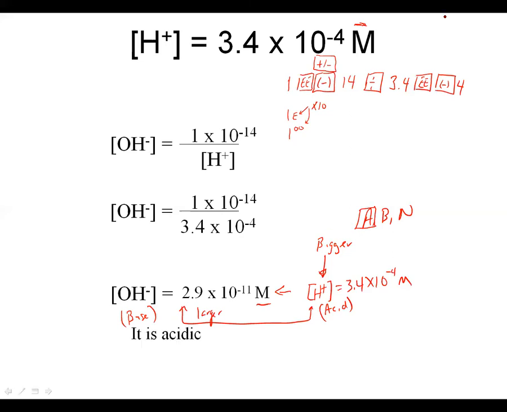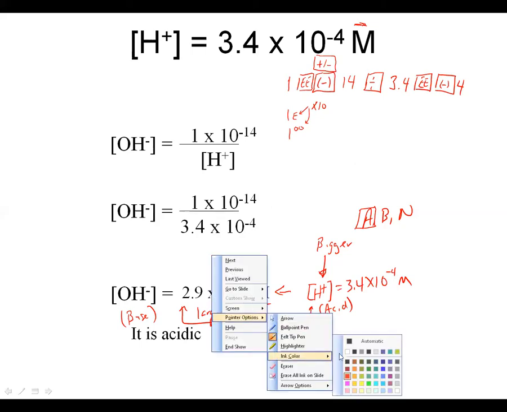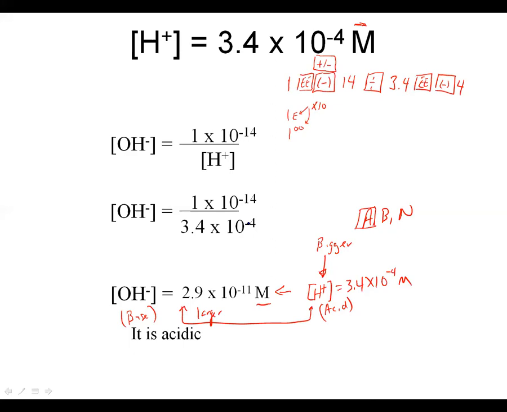Any questions on that part of it? So that sometimes confuses people, the kind of comparison part. What you're trying to compare is the H plus concentration, which is your acid concentration, to the OH minus concentration, which is your base concentration, and whichever one is larger. Again, just sometimes people get confused with this part of it.